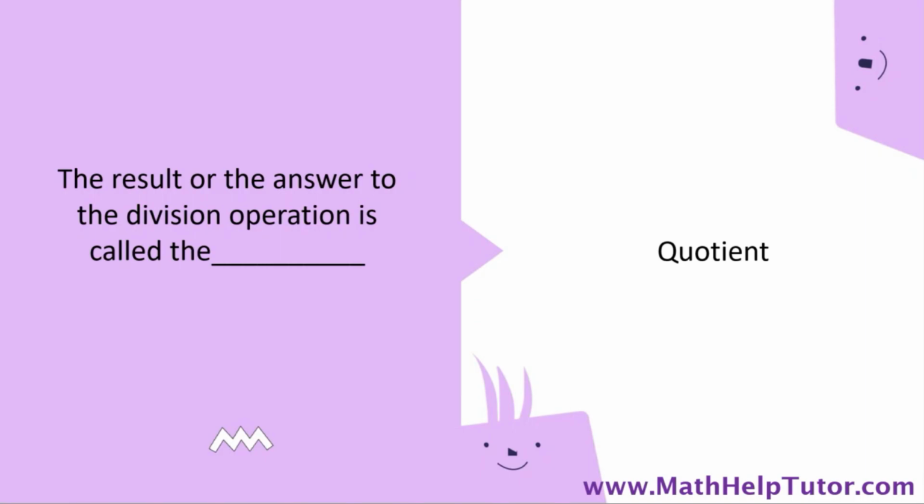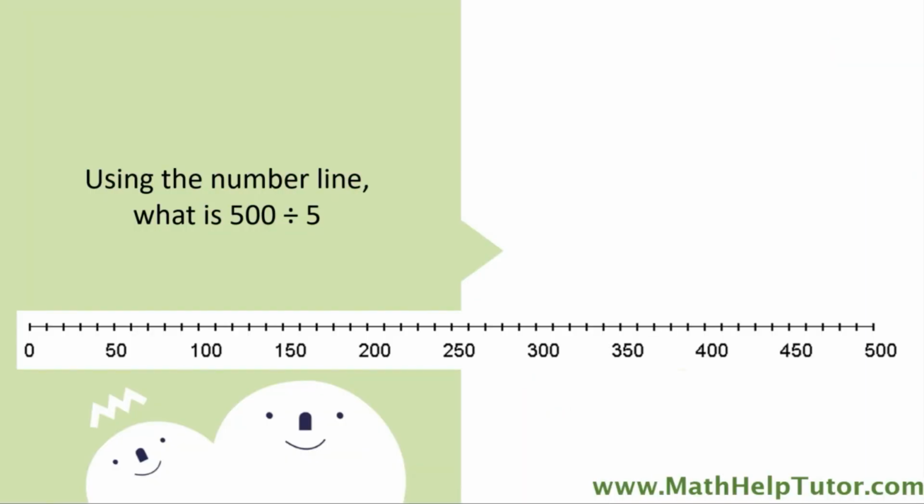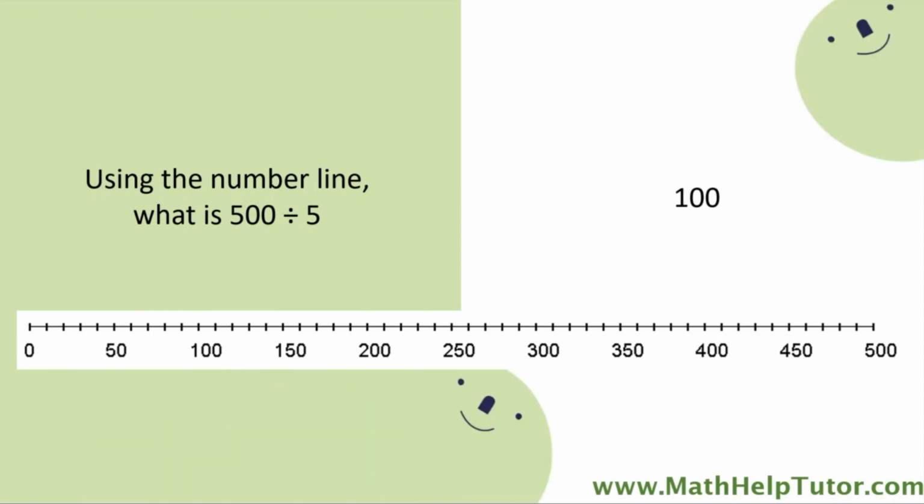The answer is quotient. Using the number line, what is 500 divided by 5? The answer is 100. So how did we come up with this answer? Well, again, there are three ways for us to visualize what happens when we do division. The first way for us would be to find out how many 5s are there in 500.